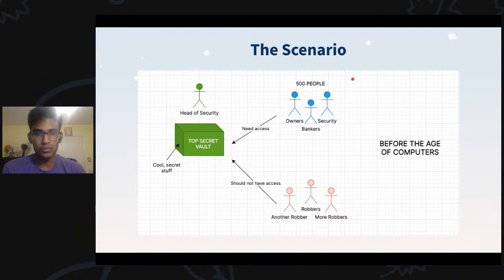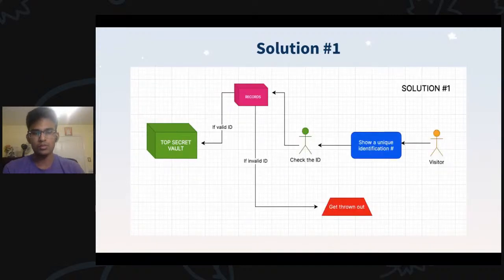Well, we're going to brainstorm some solutions. The first one says this. We have a visitor, and this is an unknown visitor. We have no clue whether they're an actual visitor, a person who should have access, or a robber who shouldn't have access. Now, the visitor is going to come in, and they're going to show a unique identification number. The identification number can be anything. It can be a list of characters, a list of numbers. It doesn't have to be a number. It's just a random list of characters and numbers.